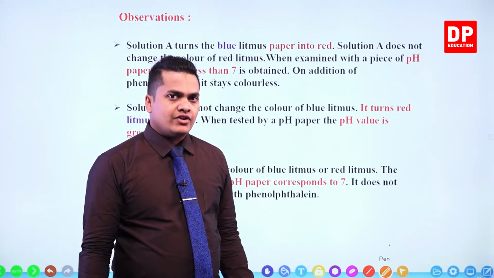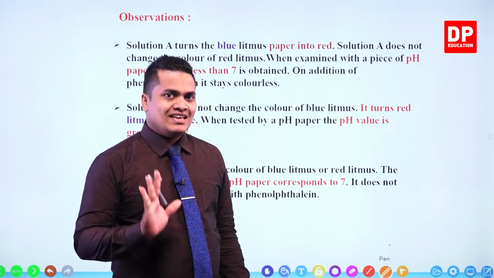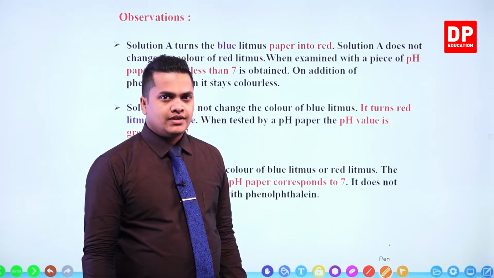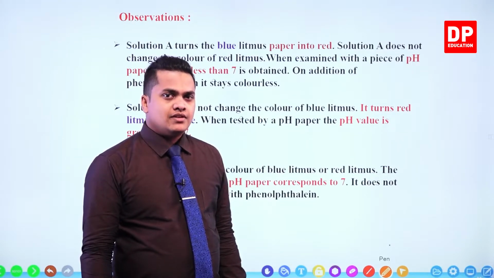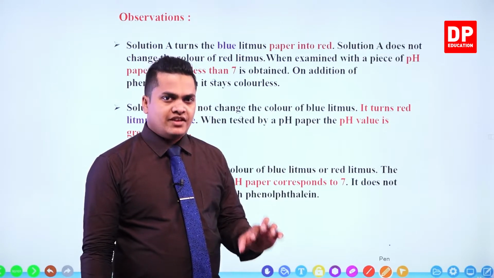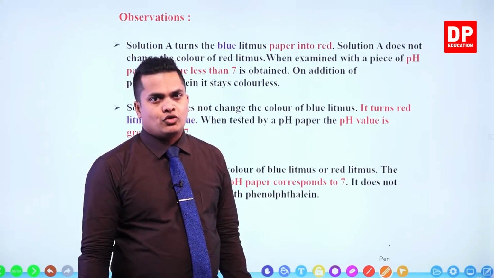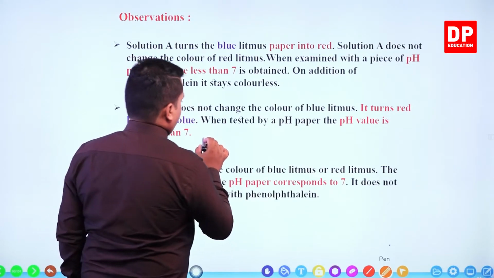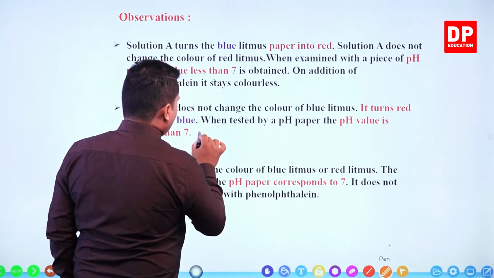So sodium hydroxide, or solution B, is a basic substance, right? Solution B contains a basic substance. So with the presence of that basic substance, the phenolphthalein indicator is going to show a pink color. So we can write it in here.